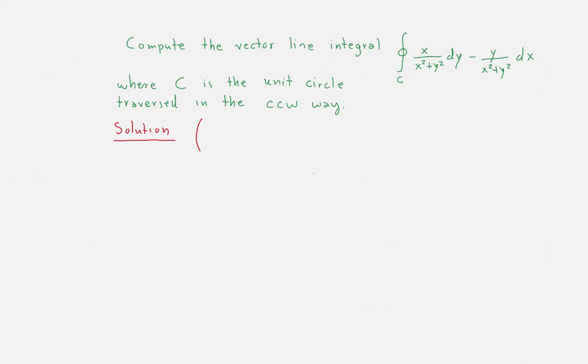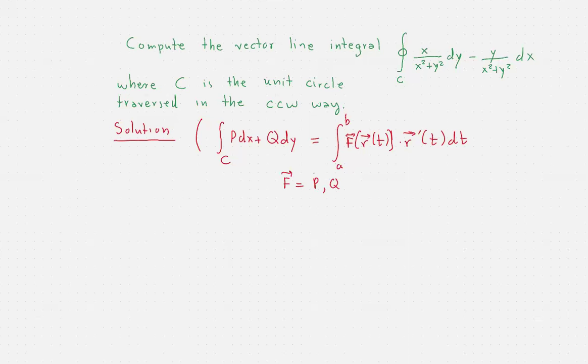So the formula for the integral of p dx plus q dy along C is simply the integral from a to b of F of r of t dot r prime of t dt, where F is simply the vector field pq, and r of t is a parameterization of C compatible with its orientation.